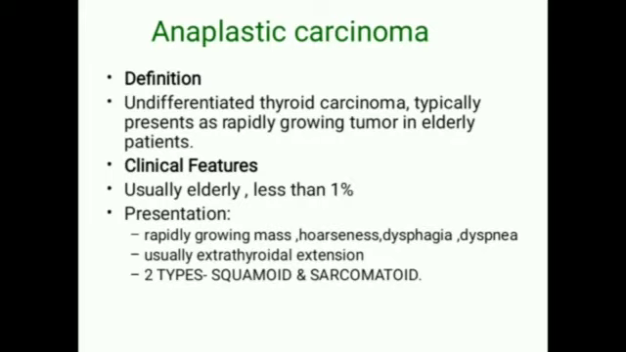It is also called undifferentiated thyroid carcinoma, which is rapidly growing and also present in the elderly. The papillary one occurs in the young, at 20 to 40 years, but the last two, the poorly differentiated and anaplastic, have a bad prognosis and mostly occur in the elderly group. It is less than 1%. The presentation is a rapidly growing mass, hoarseness, dysphagia, dyspnea, and usually there is extrathyroidal extension. It will be of two types, squamoid or sarcomatoid.